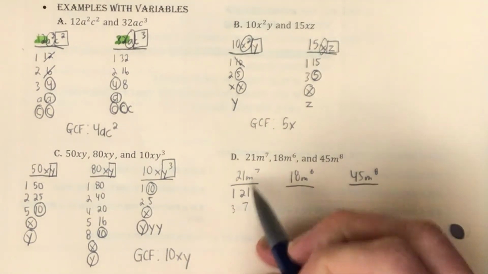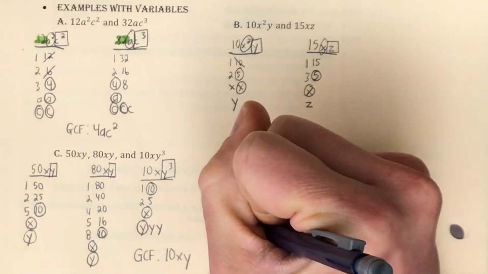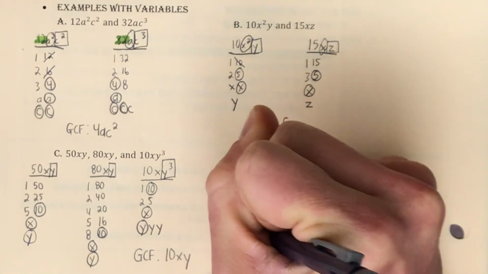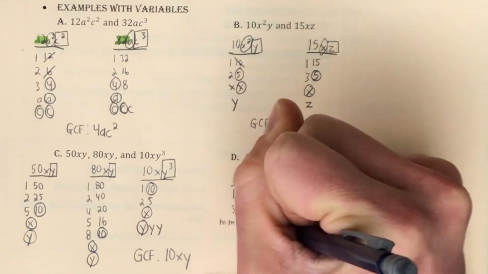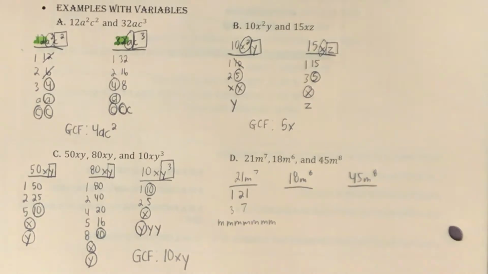Then I've got m to the 7th. Well, that means m times itself 7 times. So I'm going to list out 7 m's. So 1, 2, 3, 4, 5, 6, 7. Whew, that's a lot of m's.